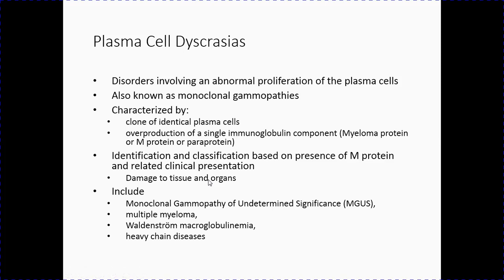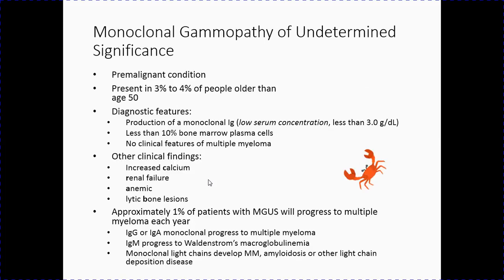Some of the plasma cell dyscrasias that we're going to look at are the monoclonal gammopathy of undetermined significance, or MGUS, multiple myeloma, Waldenstrom's macroglobulinemia, heavy chain diseases, and I think we have a few others in here as well. So let's look at MGUS first. MGUS is a pre-malignant condition. I think 3 to 4% of the people over the age of 50 have it, so it's a pretty prevalent disease. It's not exceptional, but 4% of the population is nothing to sneeze at.